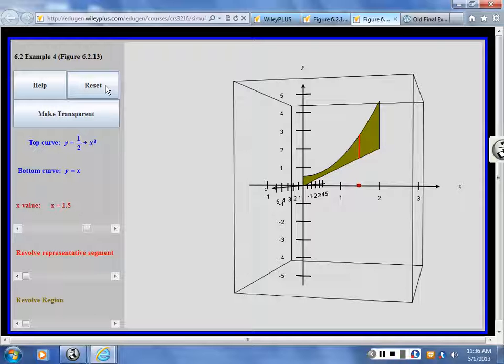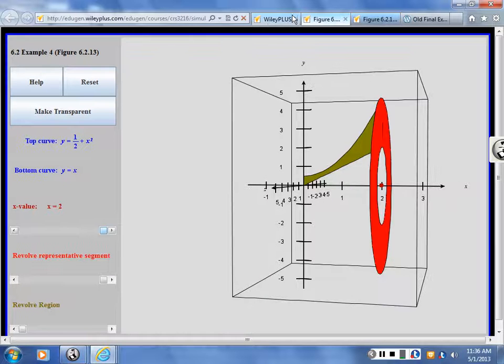I don't know if this would be the exact correlation to that, but the idea is that if you want to find the volume of anything, all you have to do is take a cross-sectional area. If it's some function, you find the area of that cross-section and integrate that over your bounds. So let's look at an example.